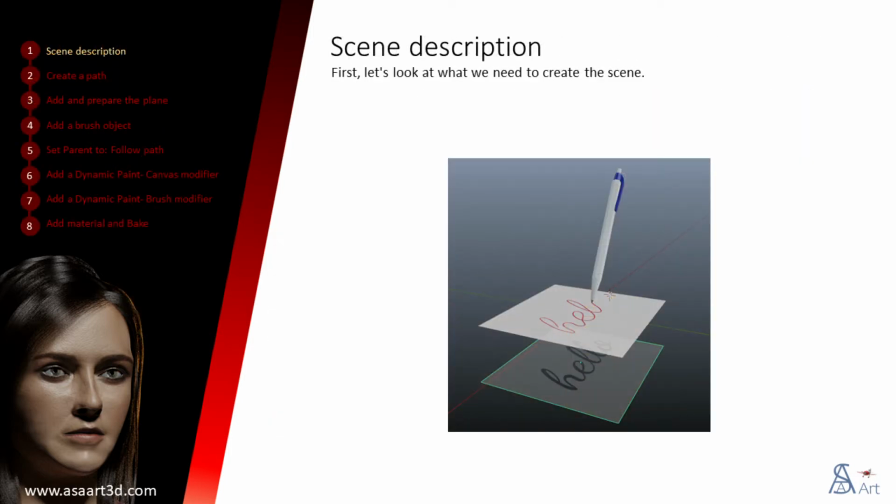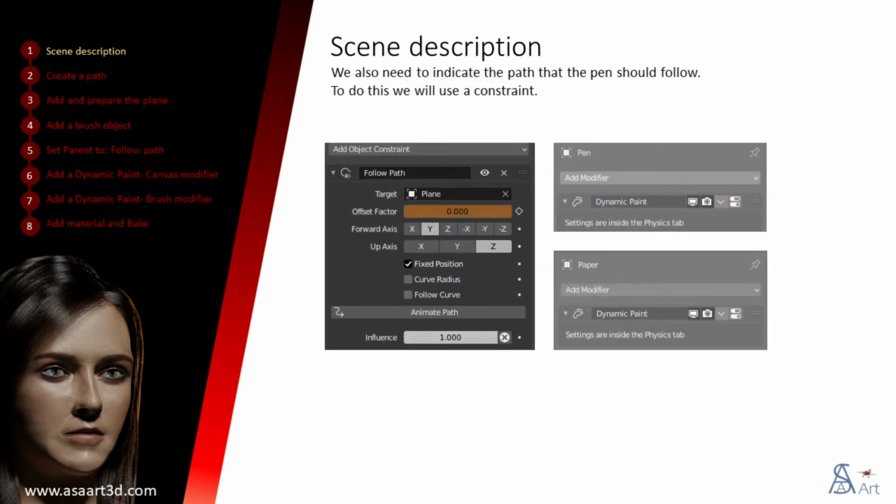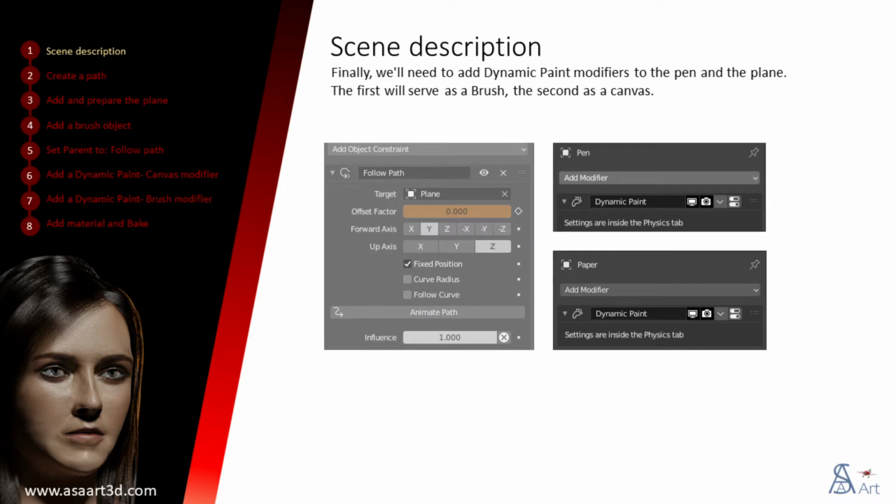First, let's look at what we need to create the scene. We are going to need a reference image, a plane that will serve as a canvas, a bezier curve and an object that will serve as a brush. We also need to indicate the path that the pen should follow. To do this, we will use a constraint. Finally, we'll need to add dynamic paint modifiers to the pen and the plane. The first will serve as a brush, the second as a canvas.